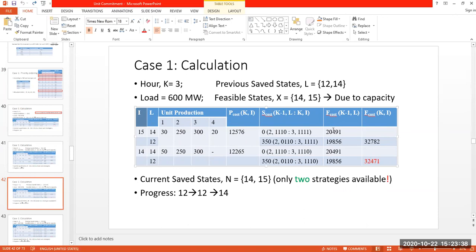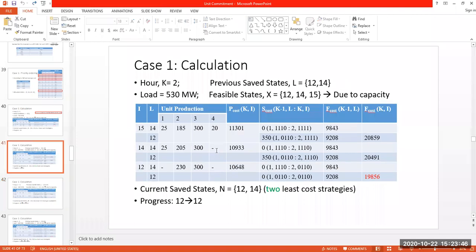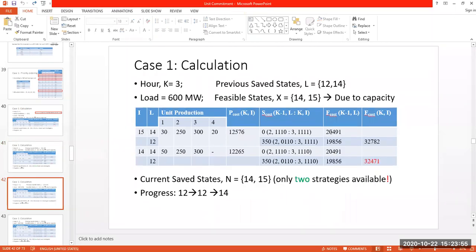So how do you fill these up? Simply, you take, remember, you see the values are the same. 19856, 19856. They belong to 12 from the previous slide, this slide, 19856. And associated with 14, we have 20491. So you see 20491. Wherever we have L 14, it is 20491. And the remaining, you know how to calculate the transition cost now, how to calculate the production cost now, and so on, right?